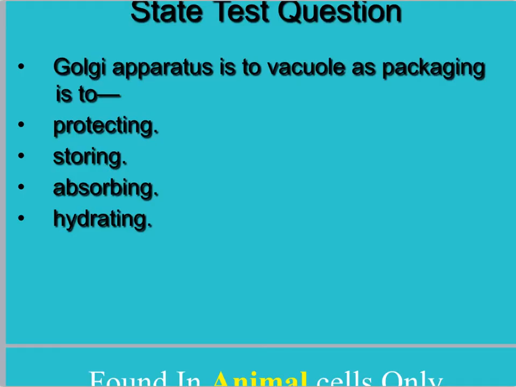So again, there's another one like this. Golgi apparatus is to vacuole as packaging is to. Okay, so what did they go with here? What does packaging go with? Well, hopefully you knew packaging goes with Golgi. And we're looking for what does vacuole go with. Okay, is it protecting, storing, absorbing, or hydrating? Well, your key word for vacuole should be storing.